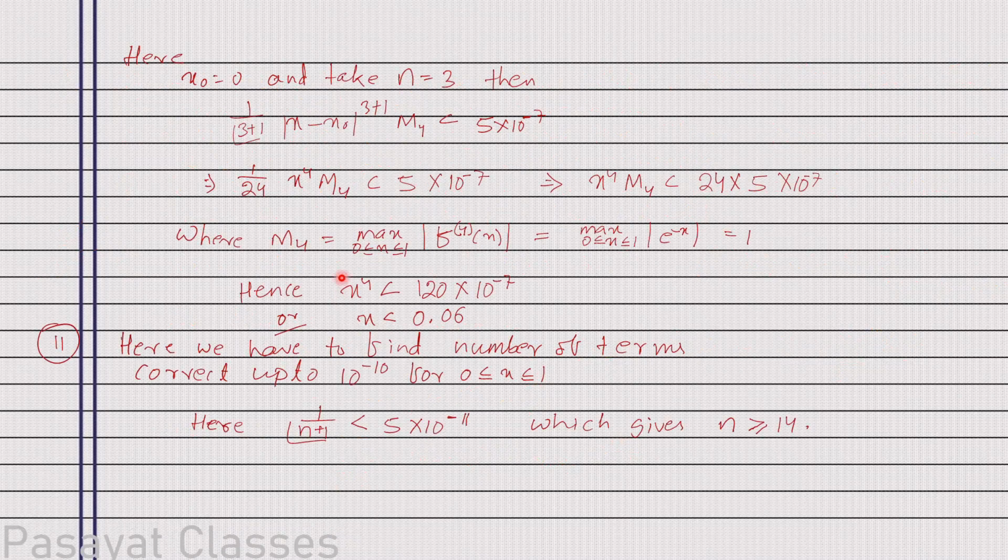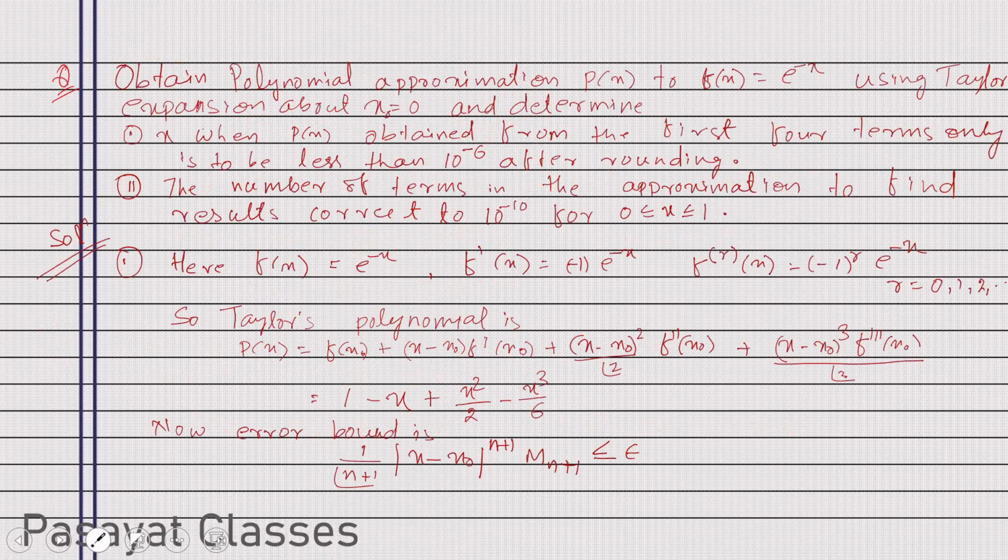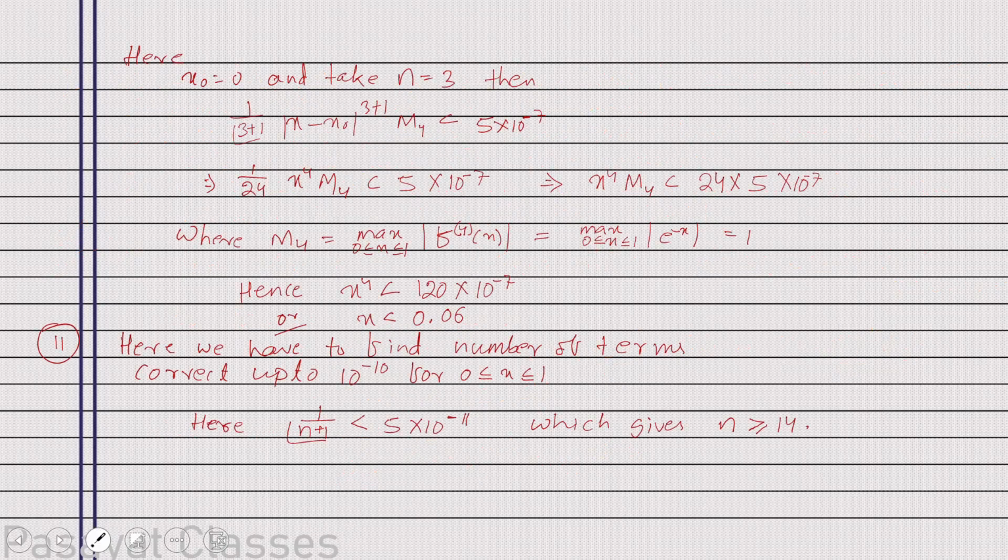Here x naught equal to 0 and take n equal to 3, then we get 1 by (3 plus 1) factorial into (x minus x naught) to the power 3 plus 1 and M4 is less than 5 into 10 to the power minus 7. Here 5 into 10 to the power minus 7 is given because we have the rounding of the value. So the rounding value is 10 to the power minus 6, so we have to take the next digit, that means 10 to the power minus 7. Similarly for rounding to 10 to the power minus 10, we take 10 to the power minus 11. So similarly for rounding we get 5 into 10 to the power minus 7.